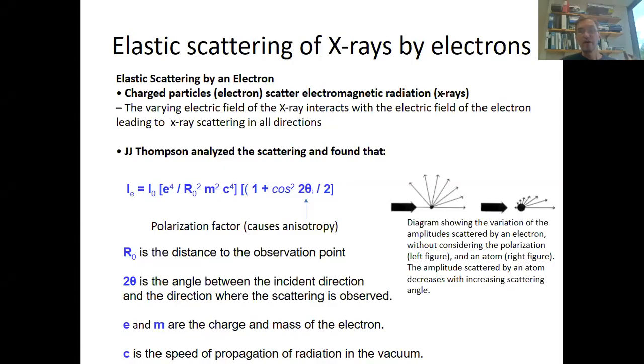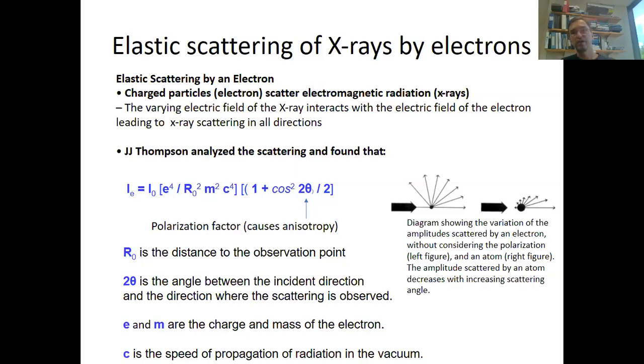Okay, so in the last class, we looked at how X-rays are being generated. So in this class, we will start to look at how these X-rays interact with a crystal in order to produce an X-ray diffraction pattern from which we then can determine the crystal structure. So first of all, we have to understand here that X-rays interact with the electrons of the atoms within a crystal. So in principle, X-ray diffraction is an elastic scattering of X-rays by electrons.